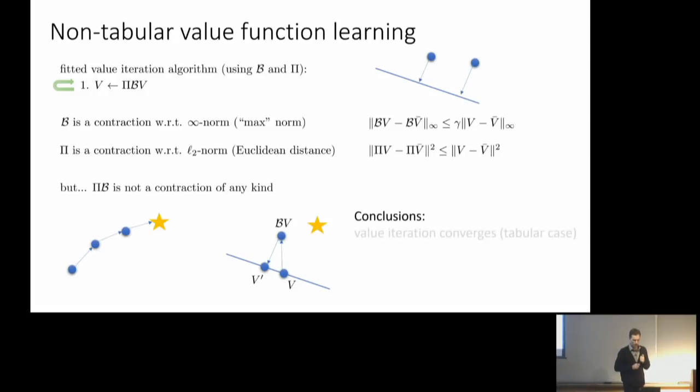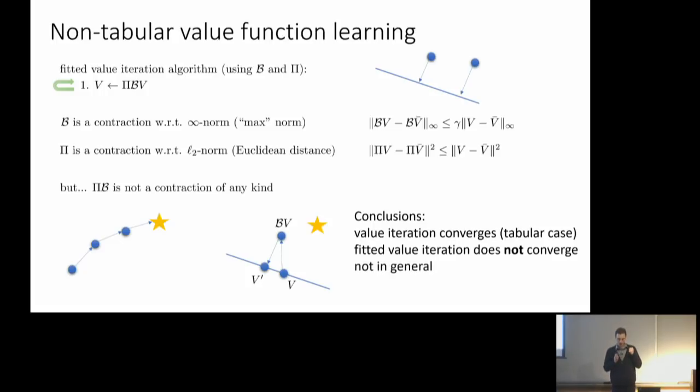So the conclusion from this, value iteration converges in the tabular case. Fitted value iteration does not converge. It does not converge in general. It does not converge in practice. It will move further and further away from the optimum, and things are bad and sad and horrible.